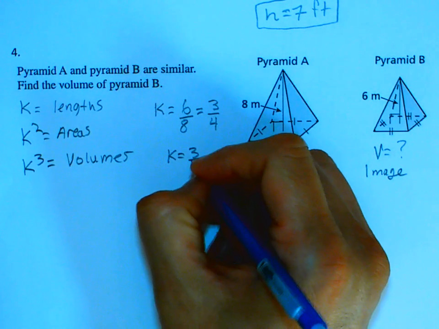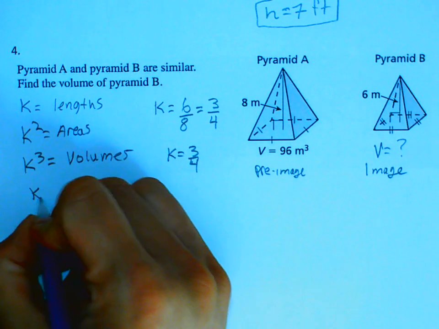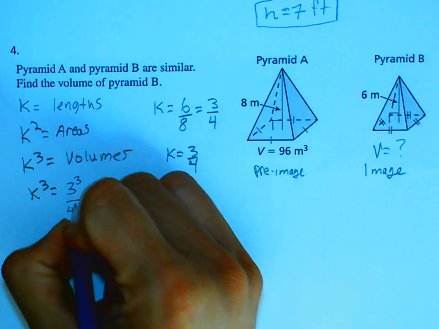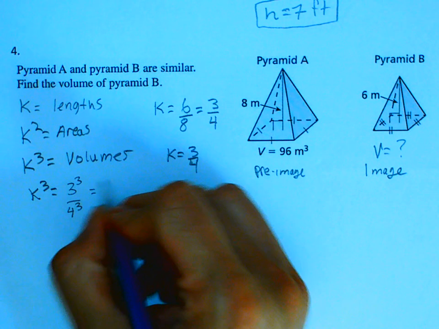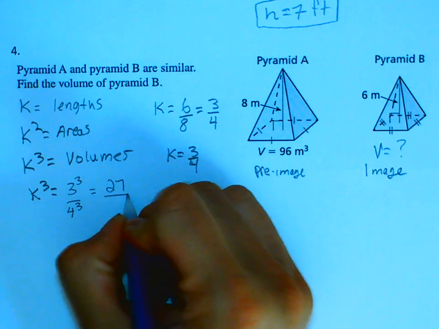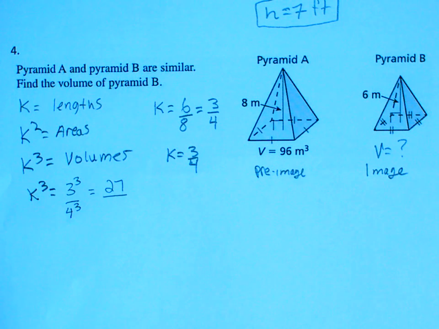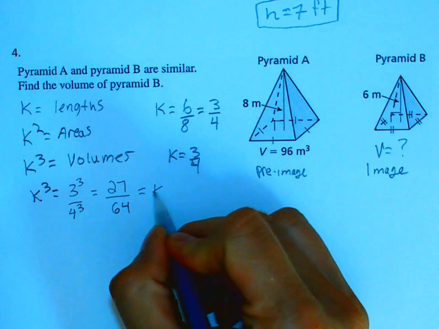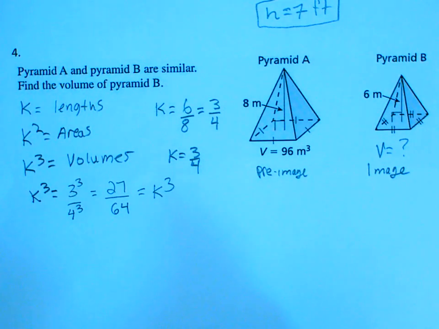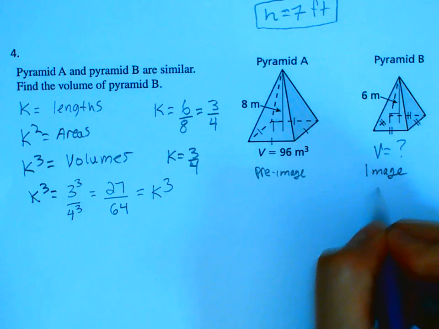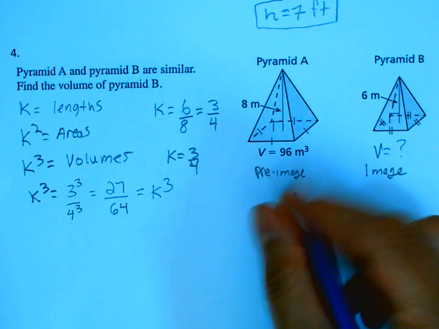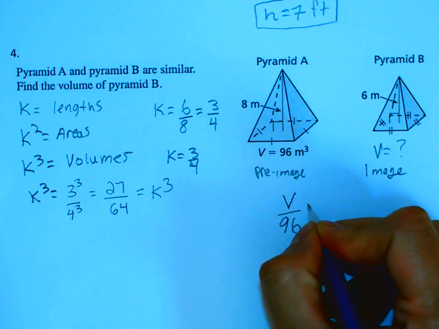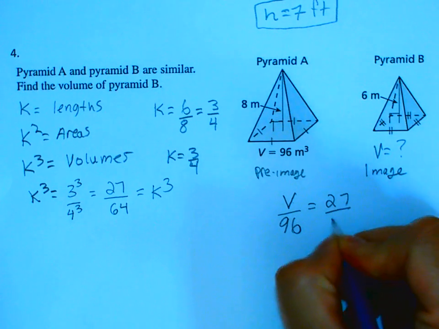So now we need to figure out what K to the third is. So I'm going to have to cube both of these. Well, that's easy. 3 times 3 times 3, that's 27. And 4 to the third power is 64. So this right here, this is my scale factor of the volumes. So the volume that I do not know is V. The volume of the known one, the pre-image, is 96. If I knew what this was and reduced it, it should reduce to 27 over 64.